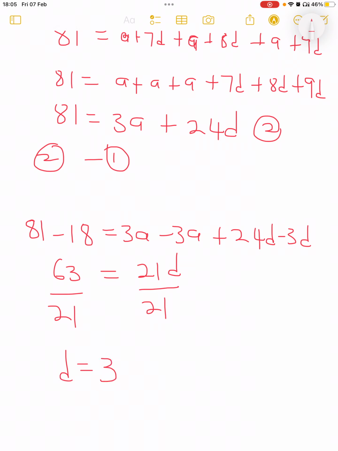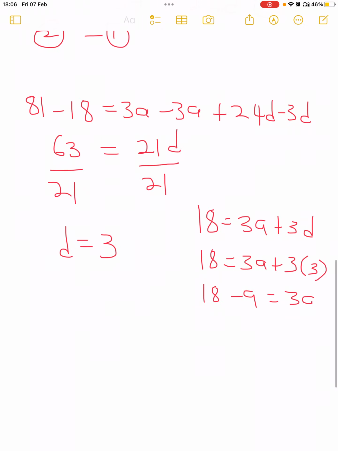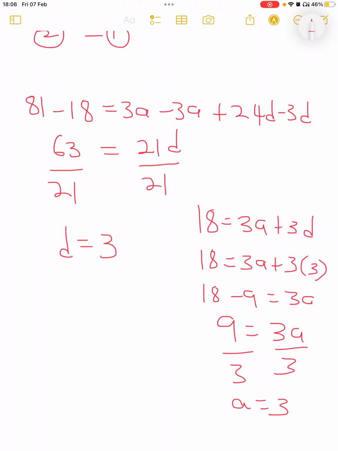Now, we can therefore say from equation 1, we knew that 18 is equal to 3A plus 3D. Then we substitute the value of D, which gives 3A plus 3 times 3. Now this is 18 minus 9 is equal to 3A. That gives us the value of 9 is equal to 3A. You divide by 3 on both sides, then A is equal to 3.